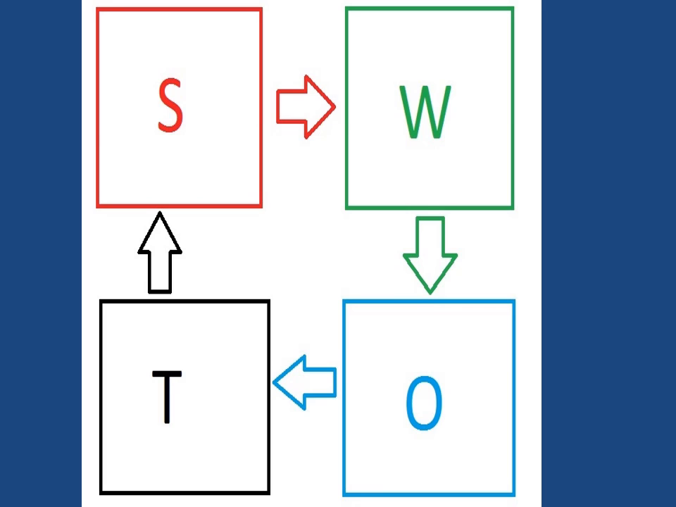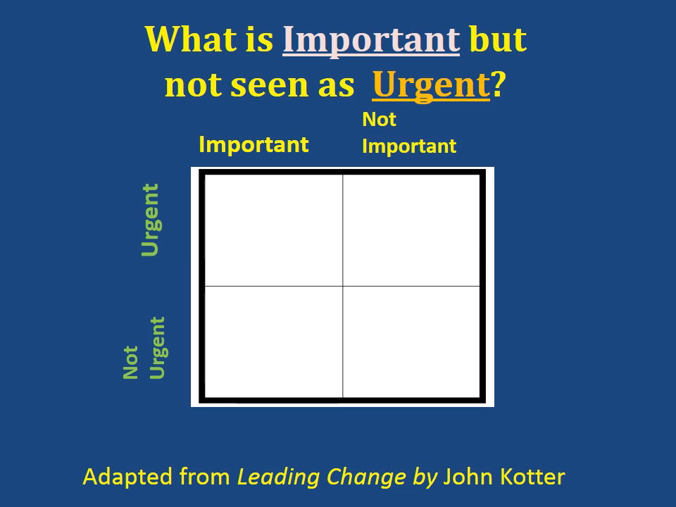Sometimes just looking at how are we positioned, how do those S and W's match up with the T's and O's, that helps us to identify what those strategic issues might be. Another way to think about this is asking ourselves, what's important to us as an organization, but not necessarily seen by our people as urgent? This would be the bottom left-hand quadrant of this time management tool.